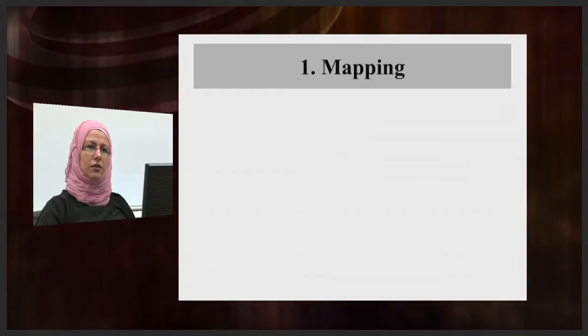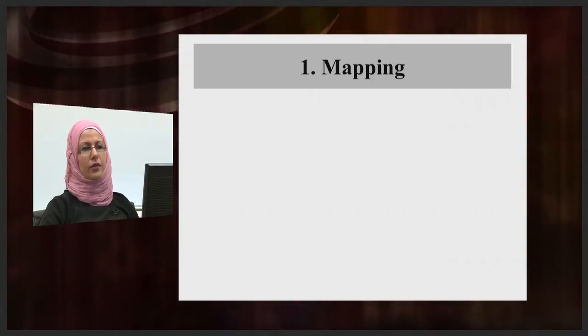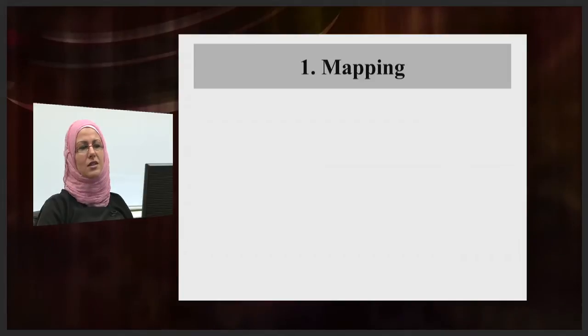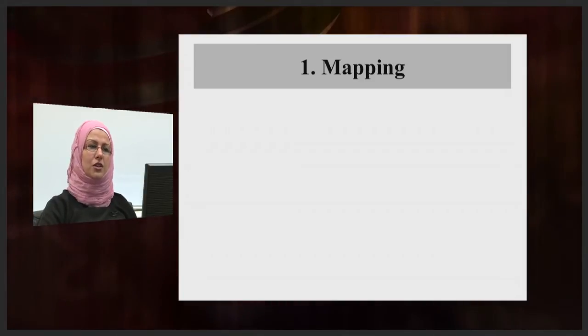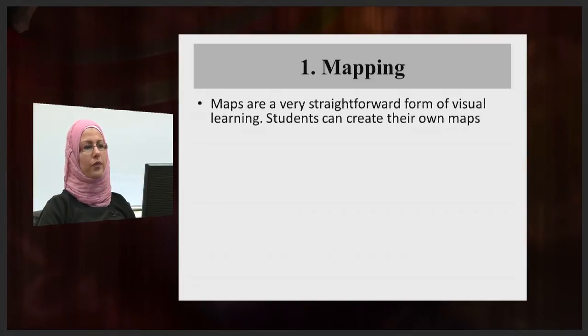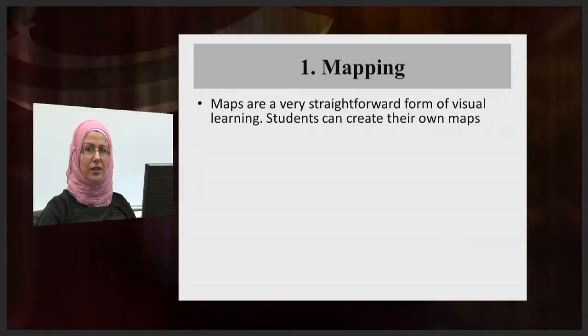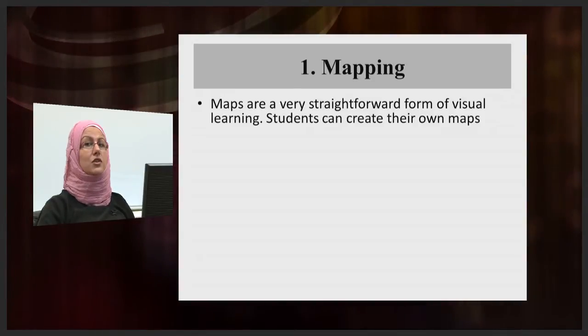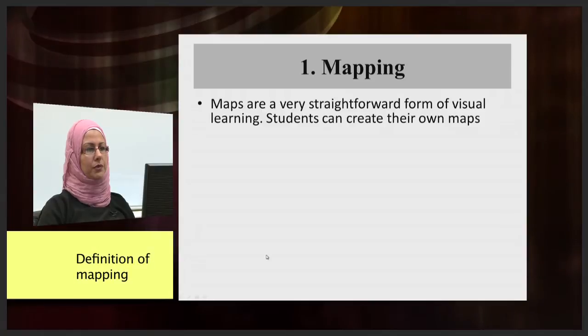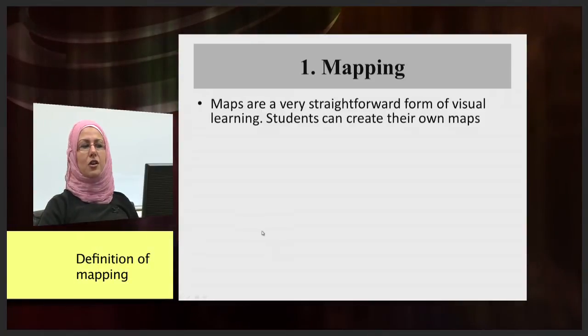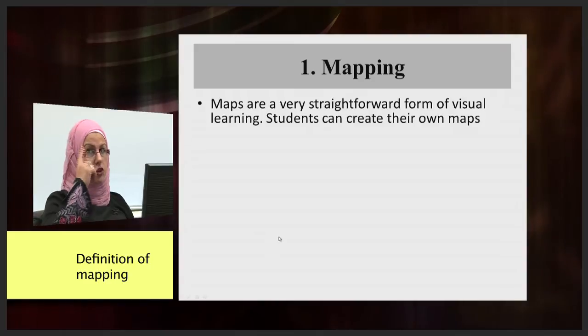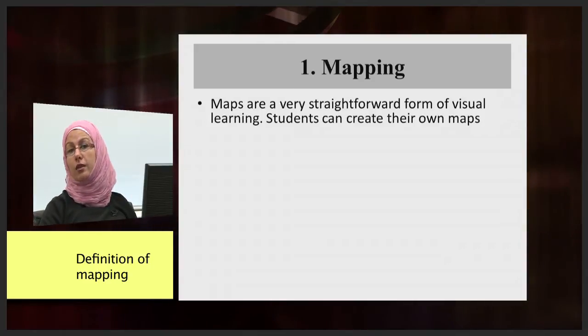The first strategy is mapping. It's not a new strategy to you, I think, because it's a very familiar and very common strategy used by students everywhere. You might have used it in other subjects or related to other topics, but for vocabulary, it is very, very helpful. Why? Because maps are a very straightforward form of visual learning. Students can create their own maps. You can create your own map, I can create mine. They might be different, but the concept is the same, the strategy is the same.